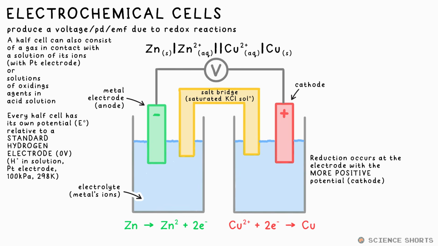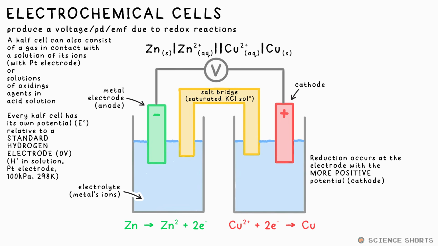The standard hydrogen electrode consists of hydrogen at a pressure of 100 kilopascals in contact with an acidic solution with an H+ ion concentration of 1 molar with a platinum electrode and at a temperature of 298 Kelvin. As this is our reference cell, we say it has a potential of 0 volts. So if we attach another half cell to this, the PD we measure by definition gives us the potential, E circle, of that half cell.